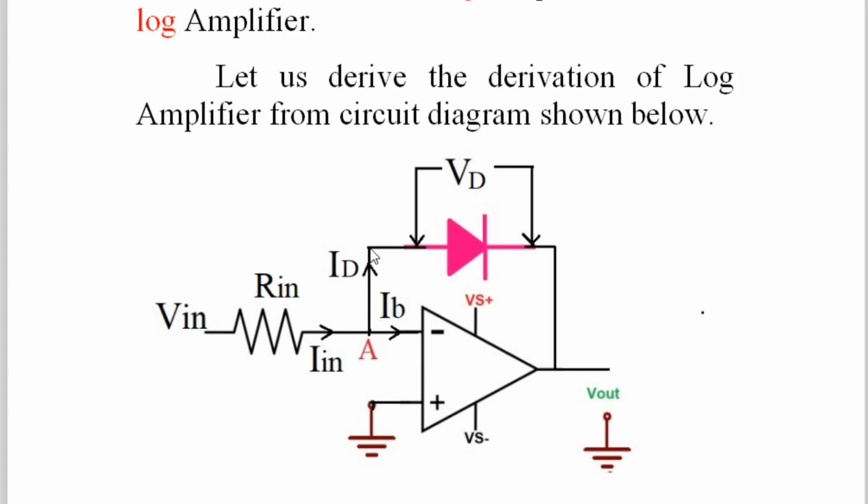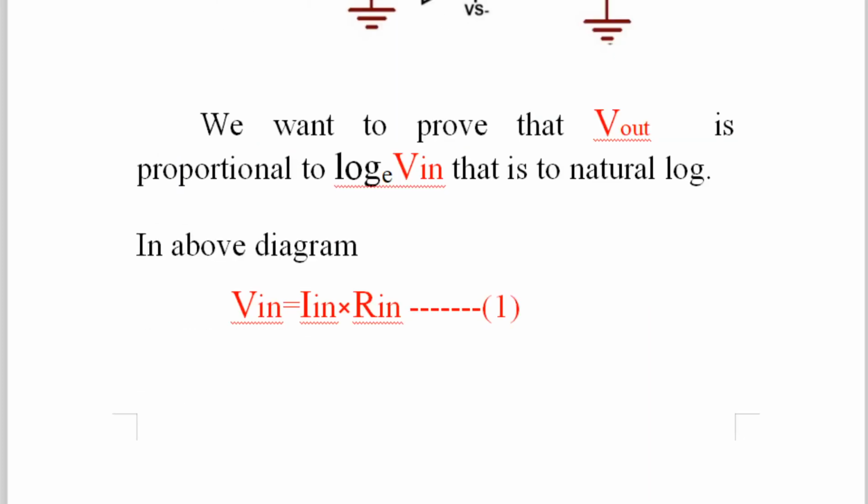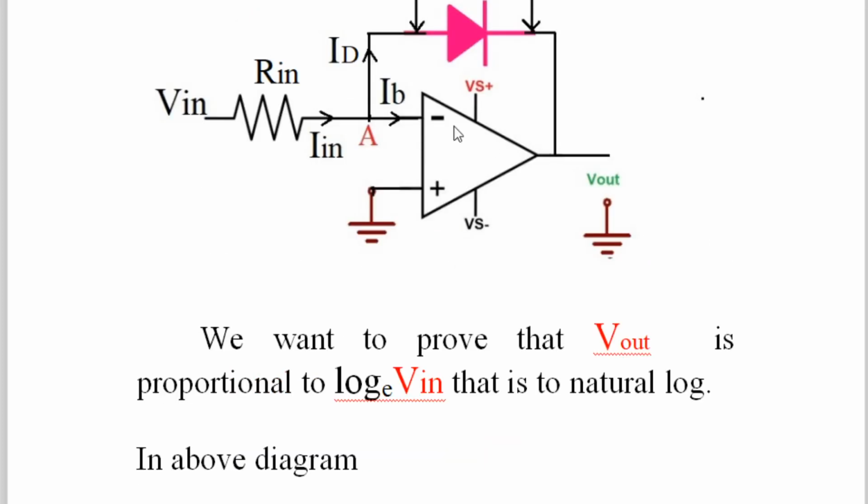So ID is the current flowing through the diode, VD is the voltage across the diode, IB is the current going to the op amp, and like this, here Vout. If you mention all these parameters, our job is simple. Let us start the derivation. We want to prove that Vout is proportional to the log to the base e of Vin, that is the natural log. Log to the base e is called what? Natural log.